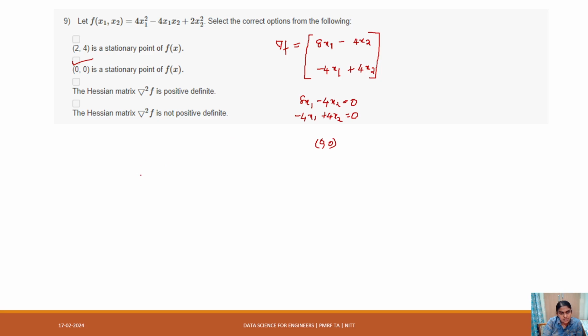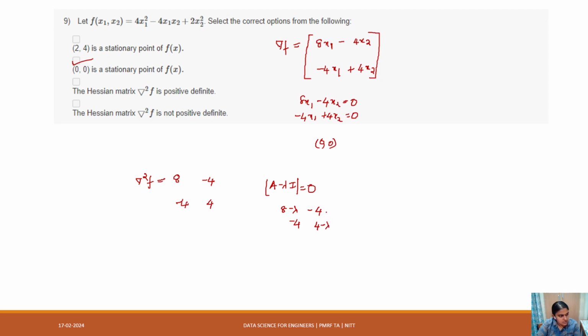Just go to the del square also, del square f, that will be, with respect to x1 it will be 8, and with respect to x2 it will be minus 4 and minus 4 and then 4. Just find out the determinant of A minus lambda I equal to 0.